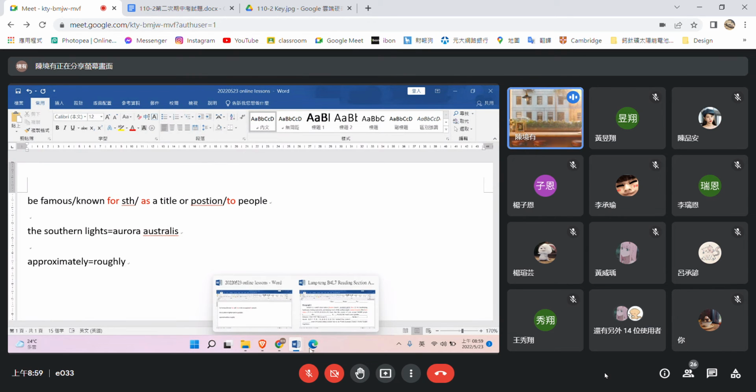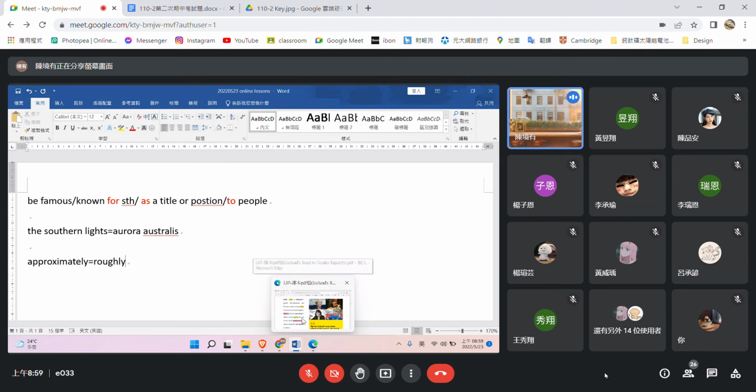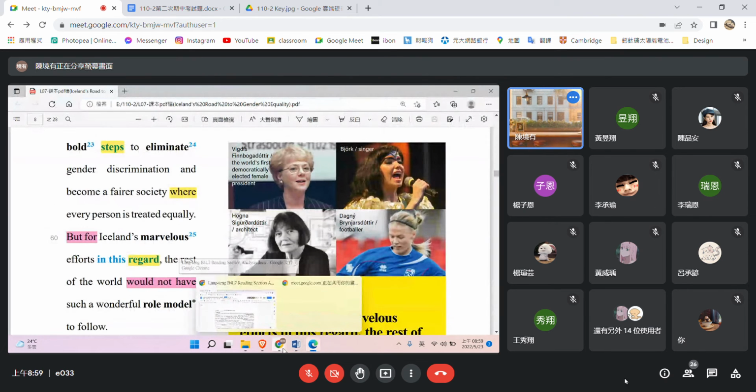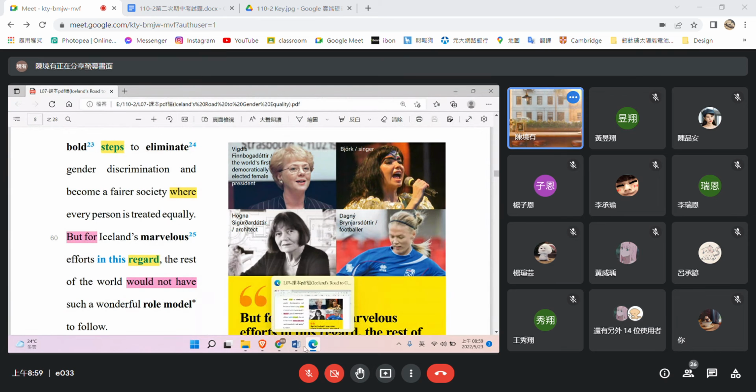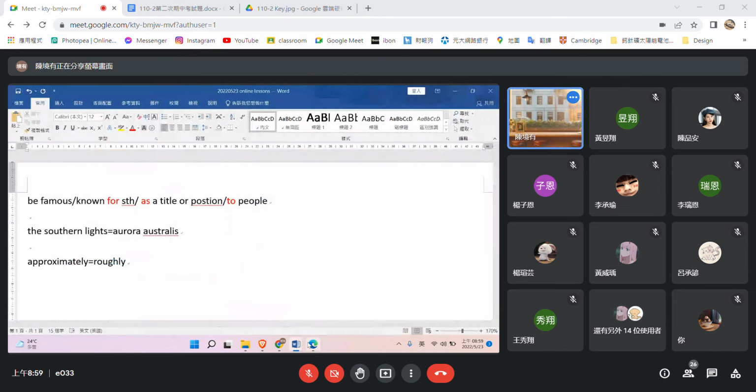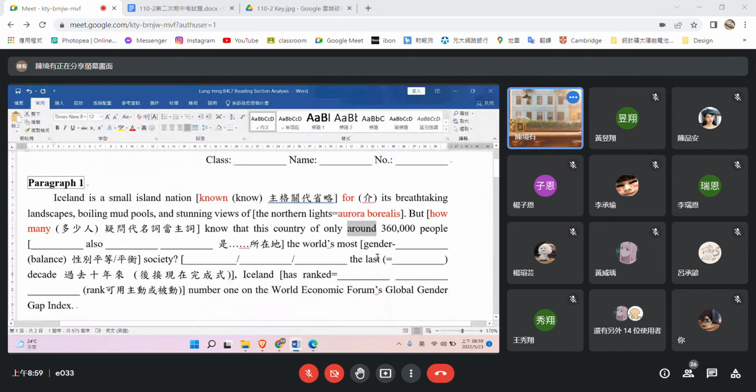It's really much smaller than Taoyuan City. So Taoyuan City can declare its independence as a country, like Zhongli City likes to do. How many people? We only have like 360,000 people. So it's smaller than Taoyuan district.